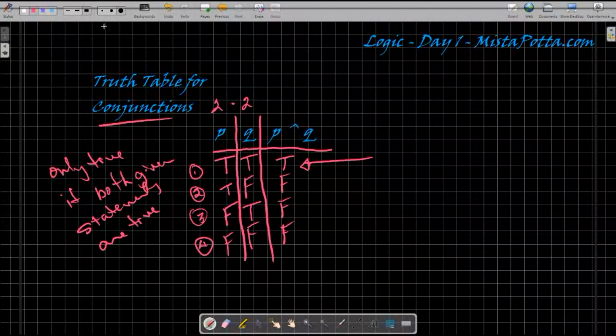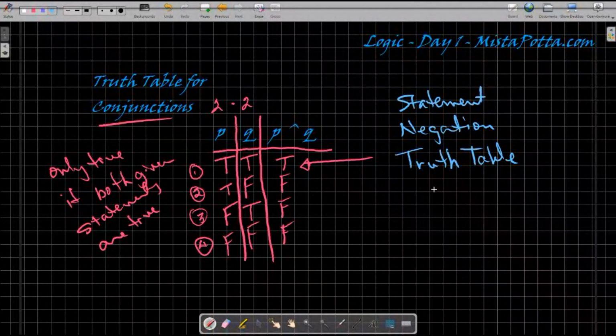So, today what we've talked about are 4 main ideas. We talked about the concept of a statement. We talked about a negation. Remember, a negation is a statement that has the opposite truth value of a given statement. We talked about what a truth table was. A truth table is a table that shows all possible truth outcomes. And then we talked about conjunctions. And a conjunction is a statement that is only true if both given statements are true.